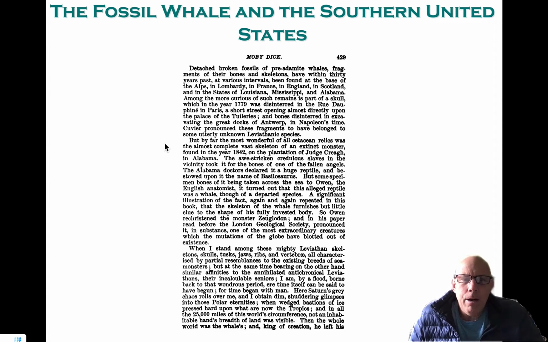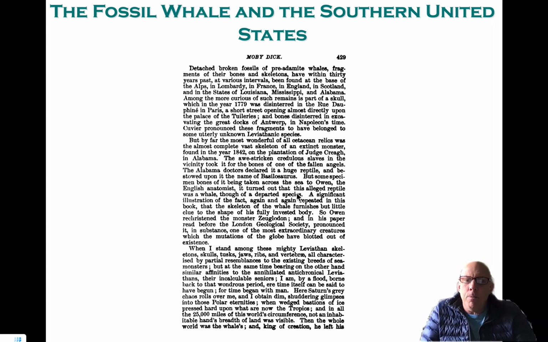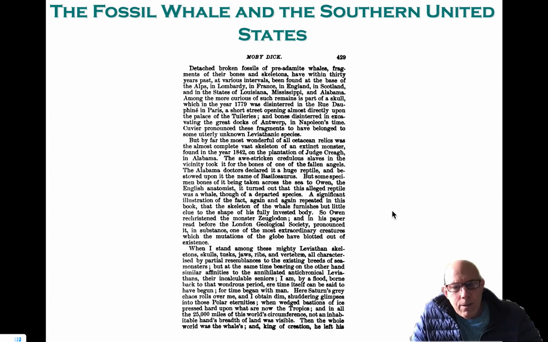And I thought the second paragraph here is very interesting, although above it you see, there have been many whale finds. But by far the most wonderful of all cetacean relics was the almost complete vast skeleton of an extinct monster found in the year 1842 on the plantation of Judge Creagh. And then down here, he goes on to say, the Alabama doctors declared it a huge reptile and bestowed upon it the name of Basilosaurus. And you'll see this is going to figure into our discussion. But some specimen bones of it being taken across the sea to Owen, the English anatomist, it turned out that this alleged reptile was a whale, though of a departed species. A significant illustration of the fact, again and again repeated in this book, that the skeleton of the whale furnishes but little clue to the shape of his fully invested body.